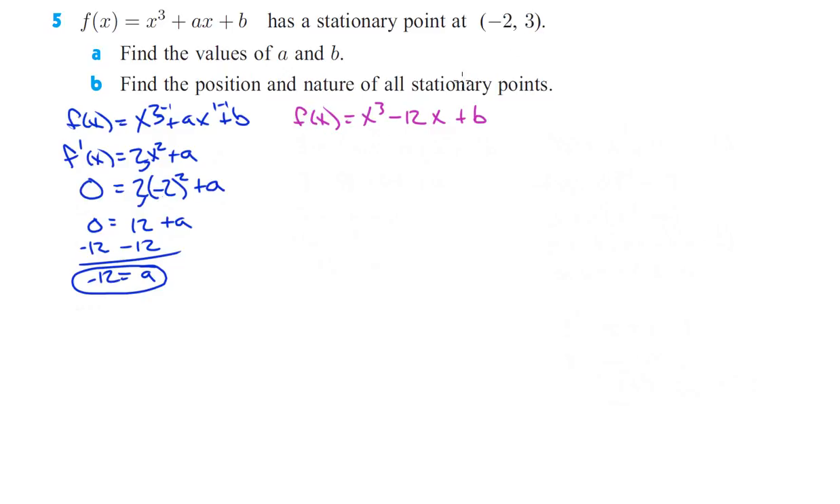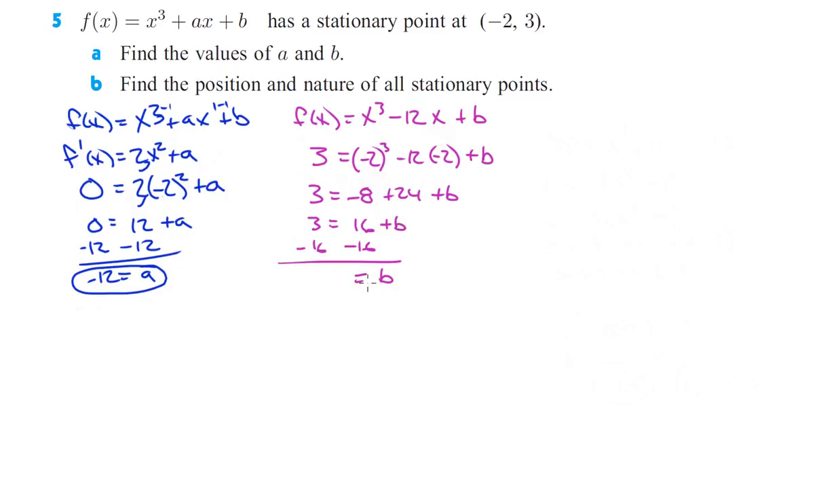that's the same thing as our y, so we know now that 3 equals, if we plug negative 2 in here, negative 2 cubed minus 12 times negative 2 plus b, and look, b's the only variable, so now we should be able to figure out what b is. So 3 equals negative 8 plus 24 plus b. So let's see, negative 8 plus 24 is 16. So subtract 16 from both sides, and we get that b is going to have to equal negative 13.